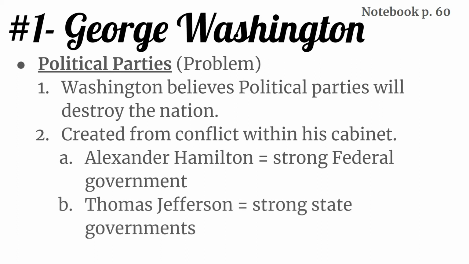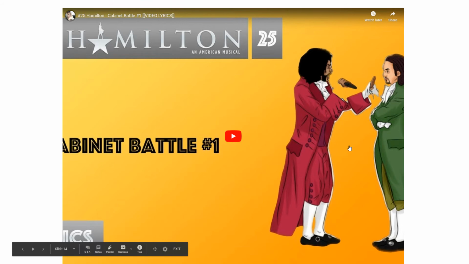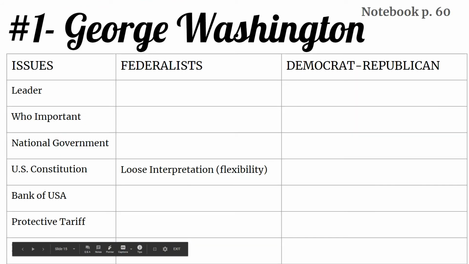Thomas Jefferson, writer of the Declaration of Independence, does not believe in strong national government. In fact, he wants strong state governments because the state governments represent the will of the people. So he's going to be an anti-federalist, or when he creates his political party, the Democrat Republicans, sometimes shortened to the Republicans. There is a cabinet battle that I'm going to ask you guys to watch. That is on another video, but I'm going to skip this.